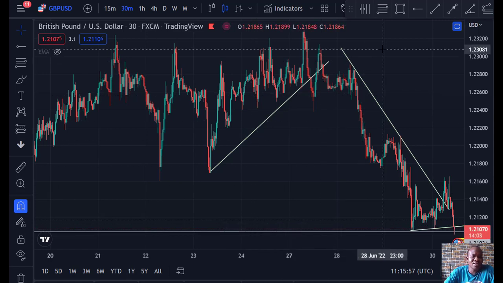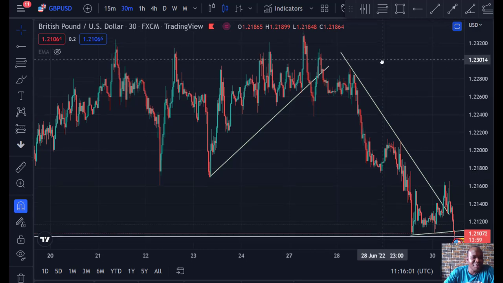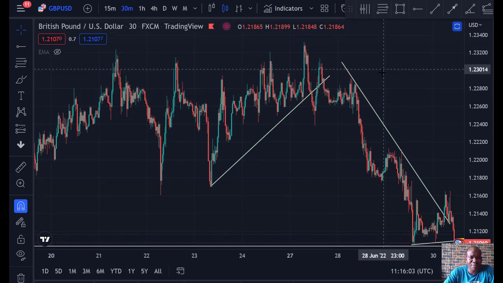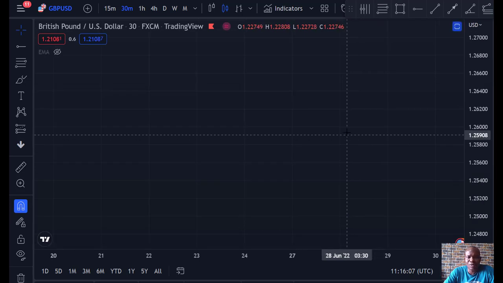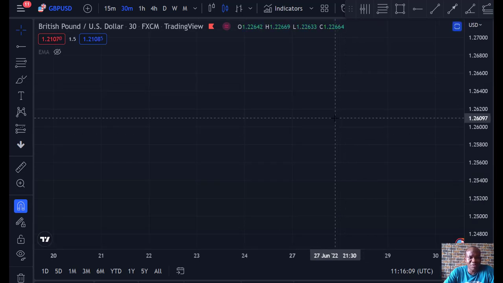All right, so now let's use any of these instruments. We are using pound USD as an example. So before I start explaining to you how to draw the trend line correctly, we need to understand this concept of what they call the market structure.